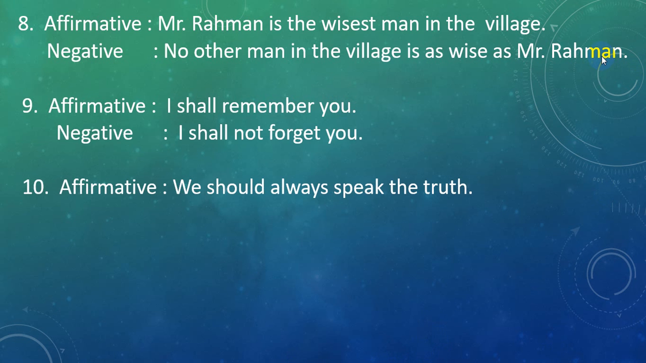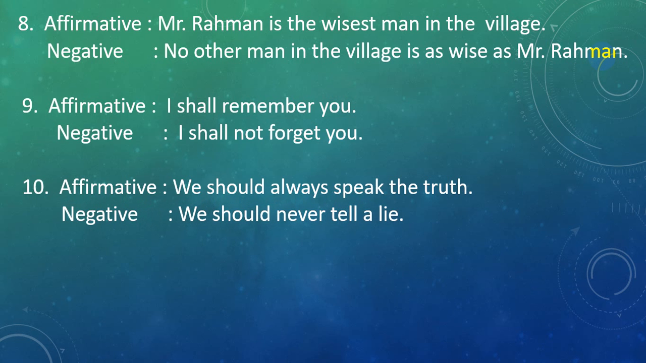Serial number 10. Affirmative sentence: We should always speak the truth. Note: if the affirmative sentence is done adding "always", it will be negative using "never" instead of "always". Besides, you have to use the opposite word of the given word. Now the negative sentence will be, we should never tell a lie.